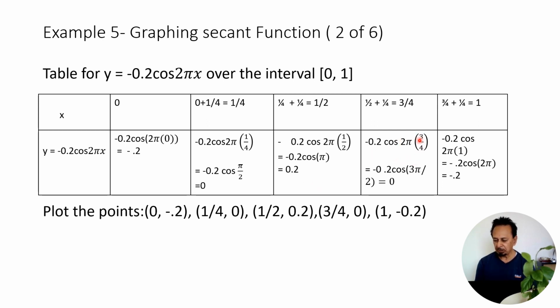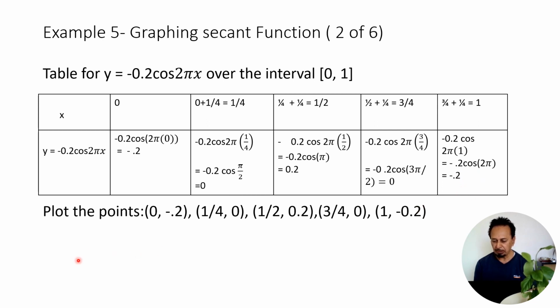Now we substitute 3/4 in this equation and we get negative 0.2 cosine 2 pi times 3/4, which simplifies to negative 0.2 cosine 3 pi over 2, and cosine 3 pi over 2 is also 0. So the final result is 0 here. Now we substitute 1 in this equation, you get negative 0.2 cosine 2 pi times 1. So you have negative 0.2 cosine 2 pi, and cosine 2 pi is 1, so 1 times negative 0.2 is negative 0.2.